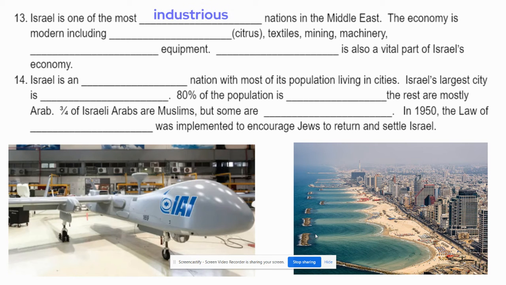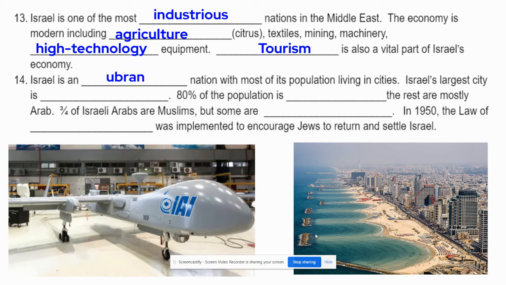Israel is one of the most industrialized nations in the Middle East. Its economy is modern, including agriculture. It has a lot of citrus crops. They also have textile manufacturing, mining and machinery, and high-tech equipment. Tourism is also very vital to Israel's economy.